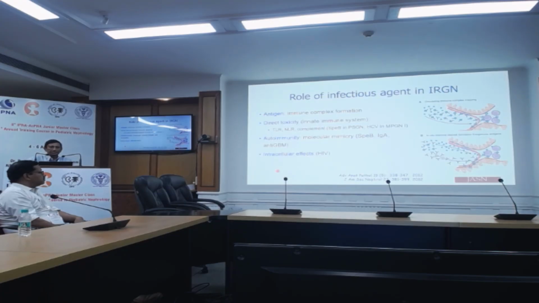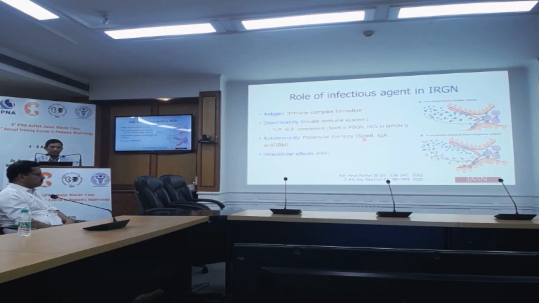So how do the infections really produce glomerulonephritis? There are several ways by which the infections may produce glomerulonephritis. One, of course, is that the antigen may produce immune complexes, either in the circulation or they may form complexes in situ. That means the antigen gets deposited into the mesangium or in the glomerulus, and then the antibodies come and bind to these antigens. The other ways it could happen are by direct toxicity involving the innate immune system, or by autoimmunity because of molecular mimicry.